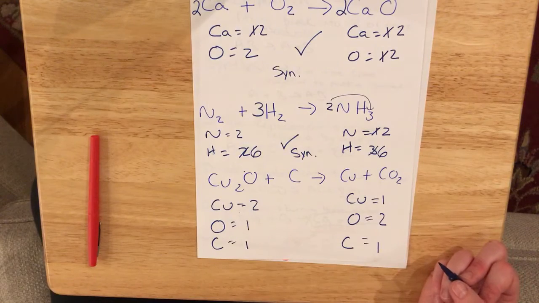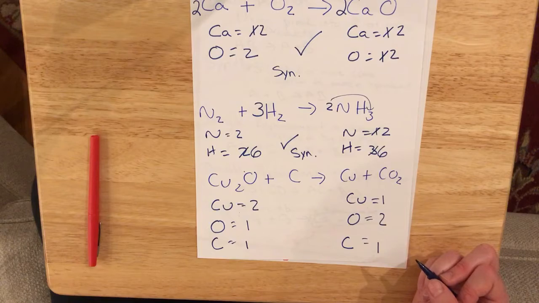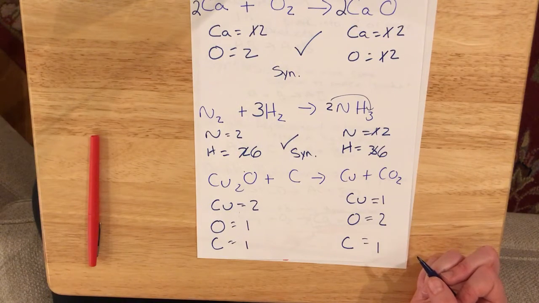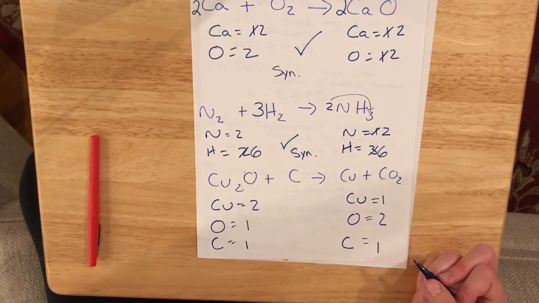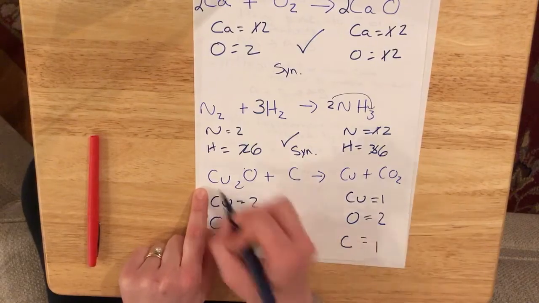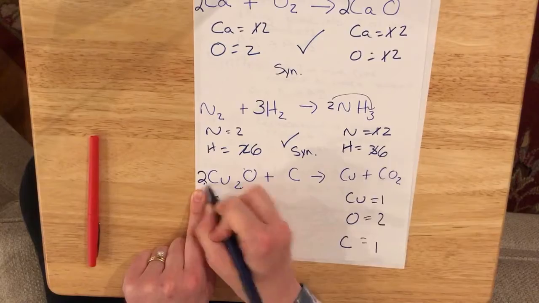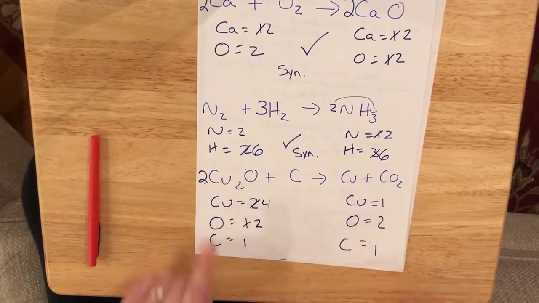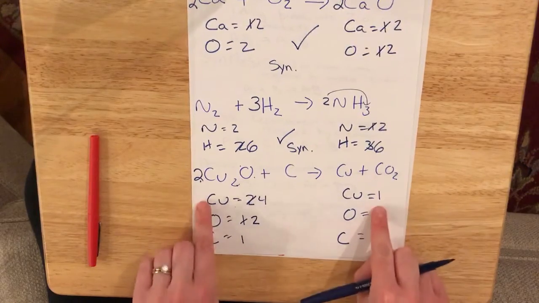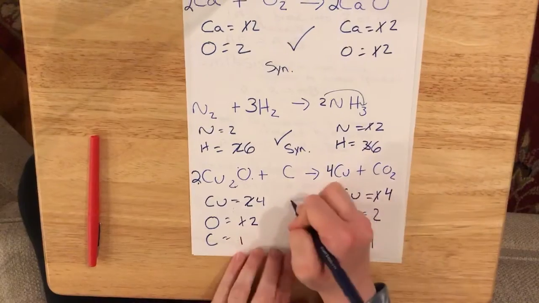All right, so I have to think, what in the world do I want to do to try to make this balanced? Okay, so if I want to get the same number of oxygens over here, let me put a 2. So now I have 2 times the 2 I already have, I have 4, but 2 times 1 is going to give me 2. All right, well, now I need to figure out how to get 4 coppers, so I'll just pop a 4 here. And now I have 4, and it's balanced.